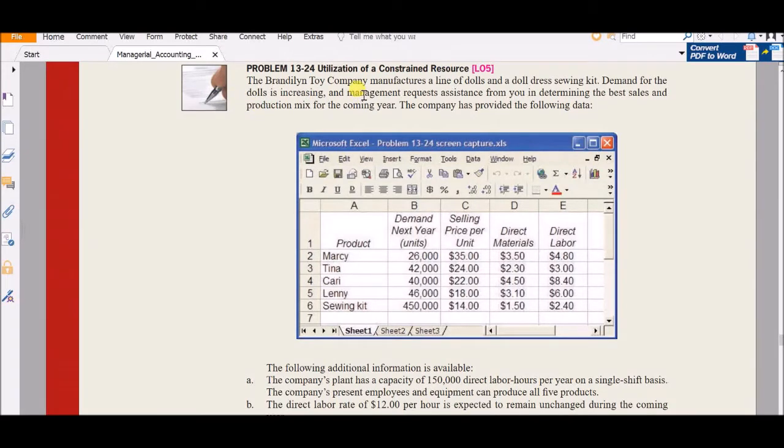We have the company BTC, which manufactures a line of dolls and doll dress sewing kits. Demand for the dolls is increasing, and the management requests assistance from you in determining the best sales and production mix for the coming year. The company has provided the following data.